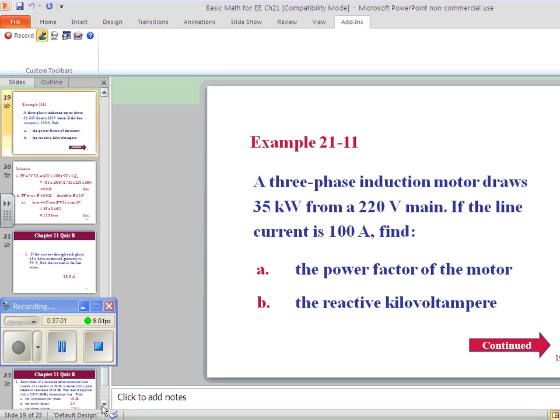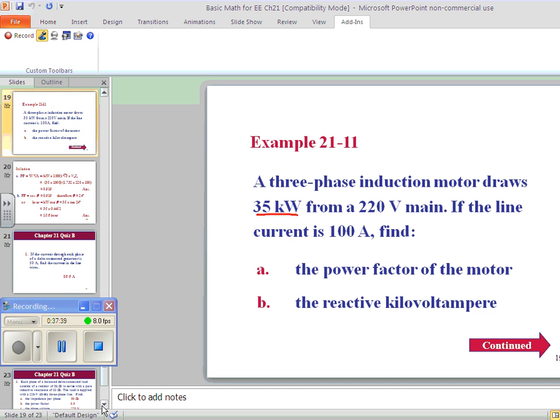Okay, a three-phase induction motor draws 35 kW from a 220 volt main. What is it telling us? What is 35 kW? That's watts. They're telling us that it is drawing a certain amount of true power from a 220 volt main. Is that a line voltage or a phase voltage? On the main side, I would think that would be a line voltage. That's a line voltage they're giving us.